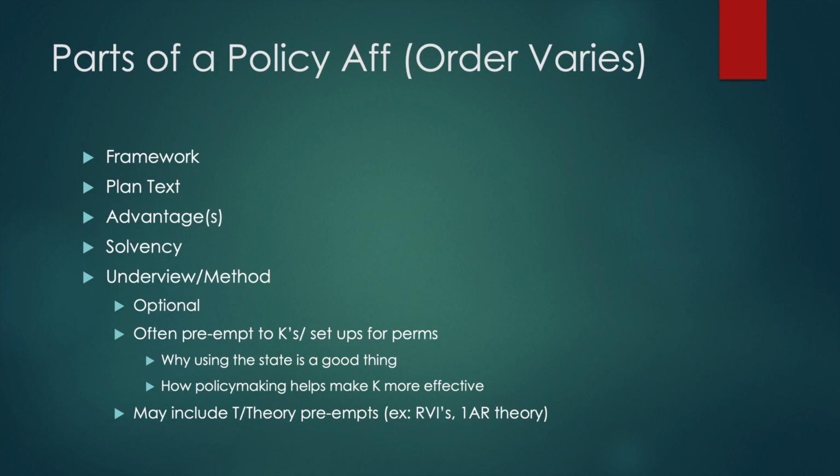And then, generally, you'll see a plan section that has the plan text and the solvency advocate. You'll see advantages that are labeled advantages. And if there is an underview or method section, it'll be labeled underview or method. There are some things that are intuitive but worth mentioning, like your solvency should come after the harms that you describe. Because if you're like, hey, the AFF prevents warming, by the way, global warming is bad, that's just a little bit more confusing than saying global warming is bad. The AFF solves it.